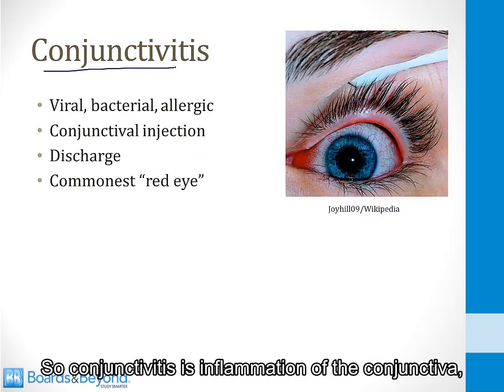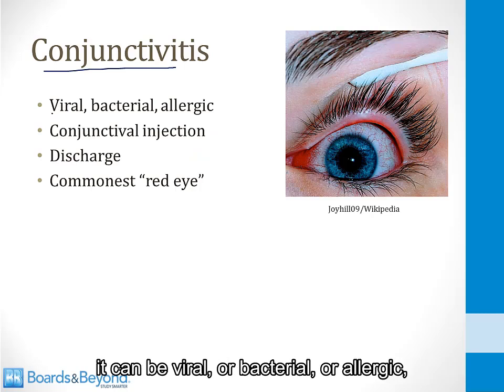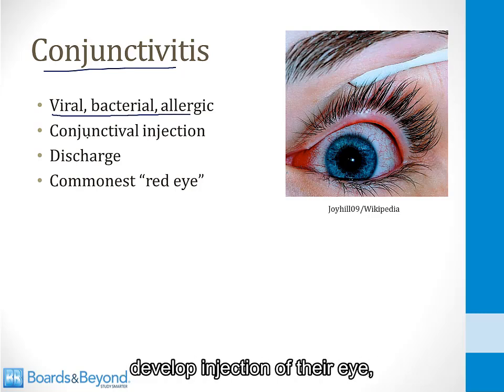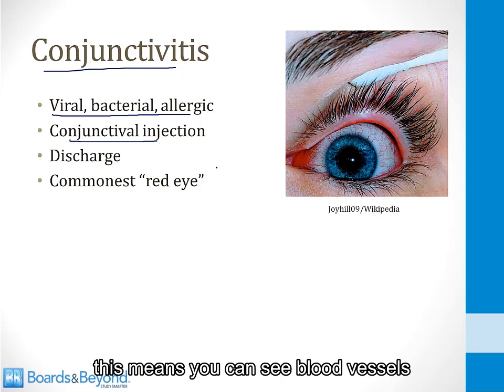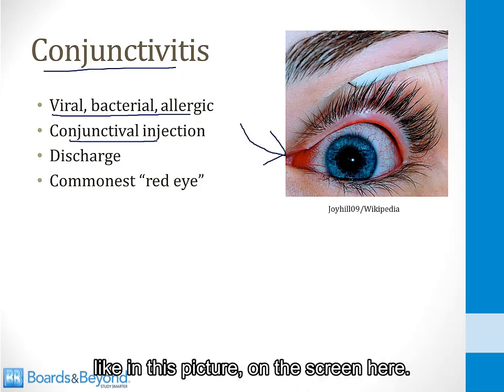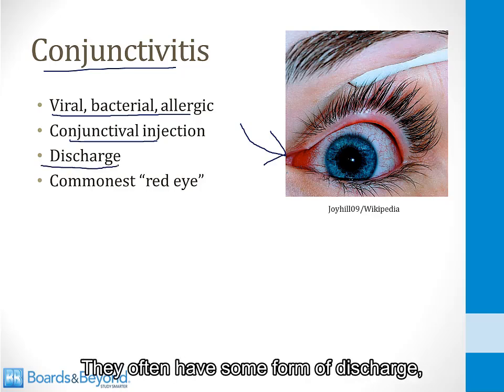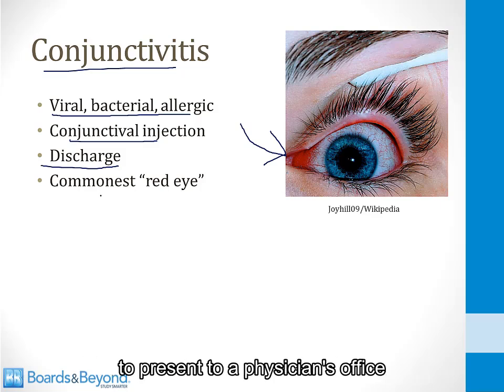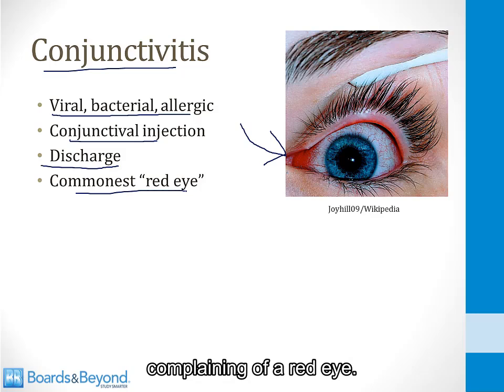So conjunctivitis is inflammation of the conjunctiva. It can be viral or bacterial or allergic. There are many, many causes of conjunctivitis. Patients who develop conjunctivitis develop injection of their eye. This means you can see blood vessels in the conjunctiva over the white sclera, like in this picture on the screen here. They often have some form of discharge, and conjunctivitis is very common. It is the most common reason for patients to present to a physician's office complaining of a red eye.